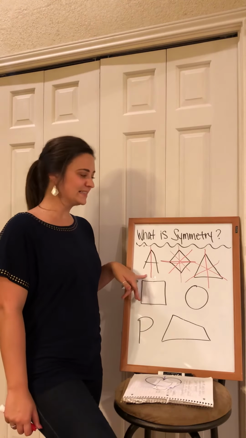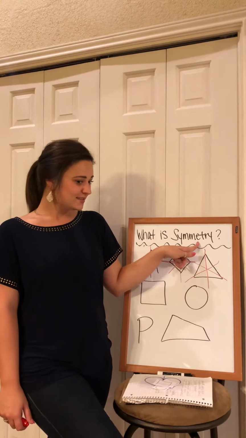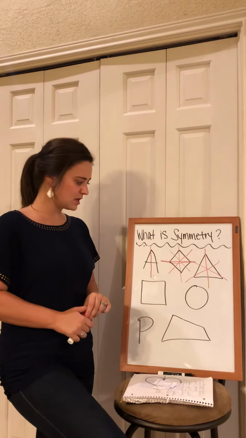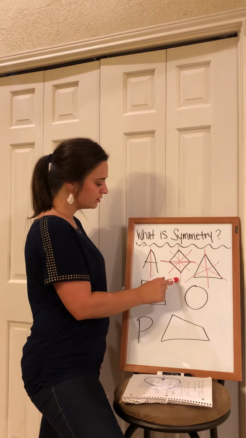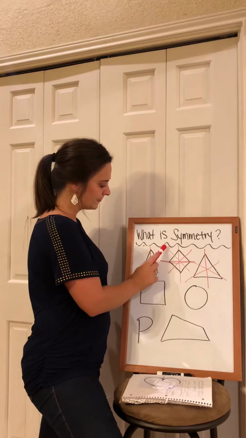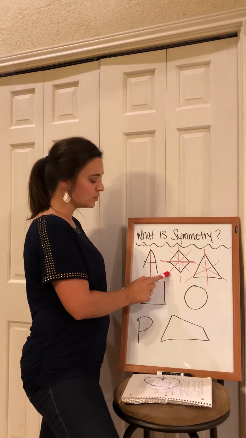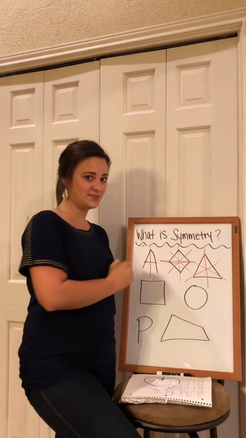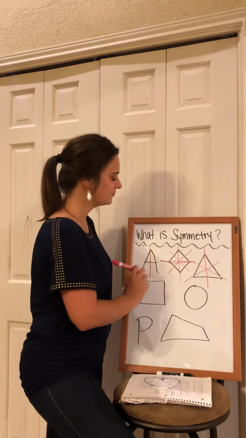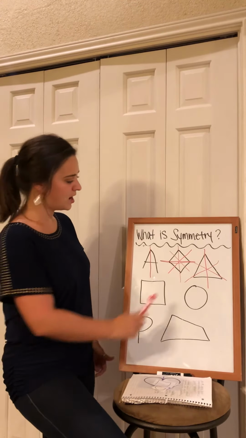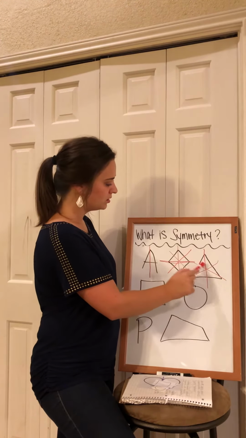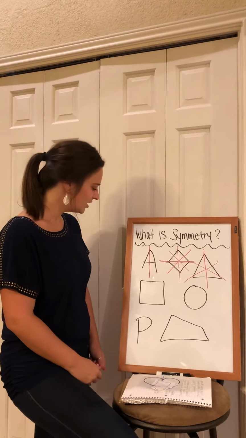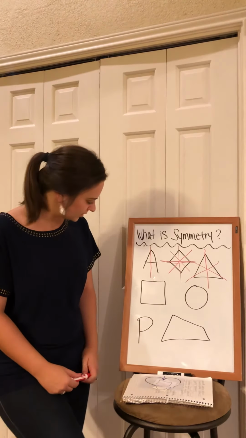And my A is symmetrical, okay? My diamond has 1, 2, 3, 4 lines of symmetry. And it is also symmetrical, right? Right. Okay, and my triangle has 1, 2, 3 lines of symmetry. Awesome. Let's move on to the square.